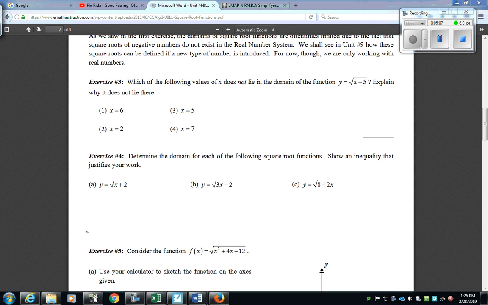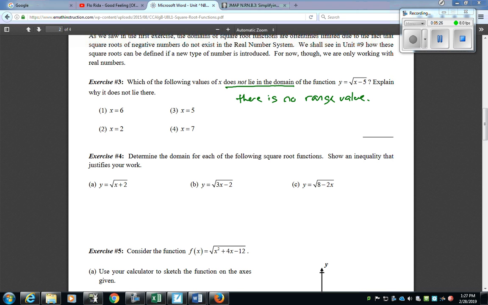Now for exercise 3, they're asking which value does not lie in the domain. So that means if it does not lie in the domain, there is no value in the range. So we're trying to figure out which of these values gives us a range value that's an error.